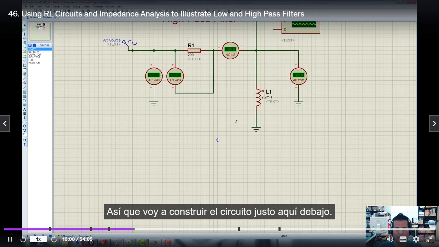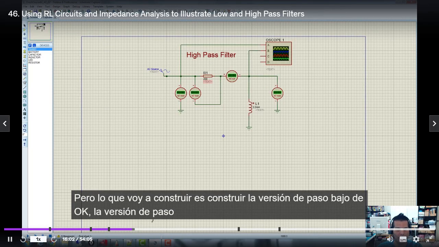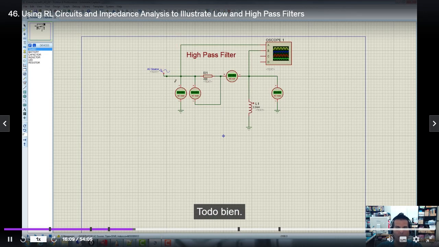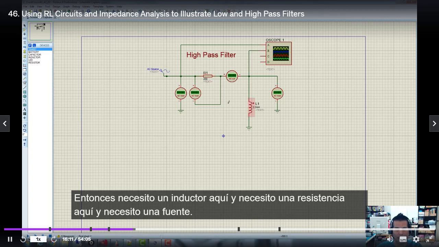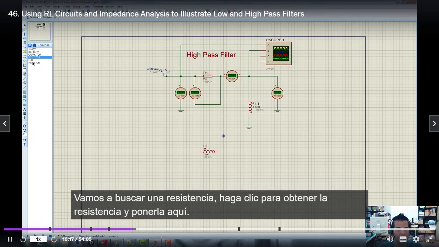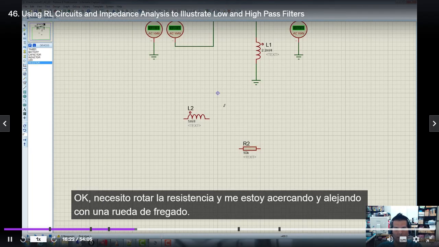I'm going to build the circuit right under here, but what I'm going to build instead is this one, the low pass version of it. All right, so I need an inductor here, a resistor here, and a source. First let's go get an inductor, and I'm going to put it right there. Let's go get a resistor. Click, and I'll put it here. Okay, I need to rotate the resistor, and I'm zooming in and out with the scroll wheel.